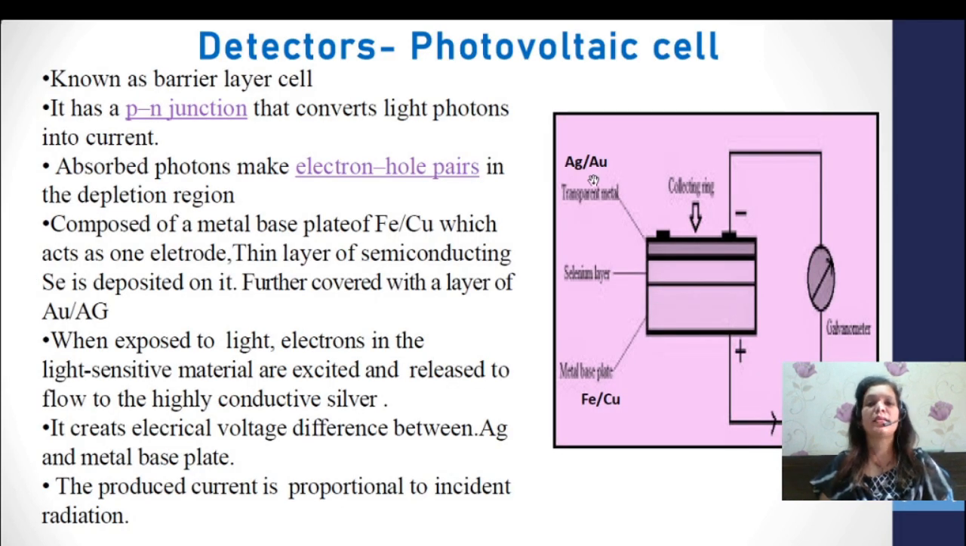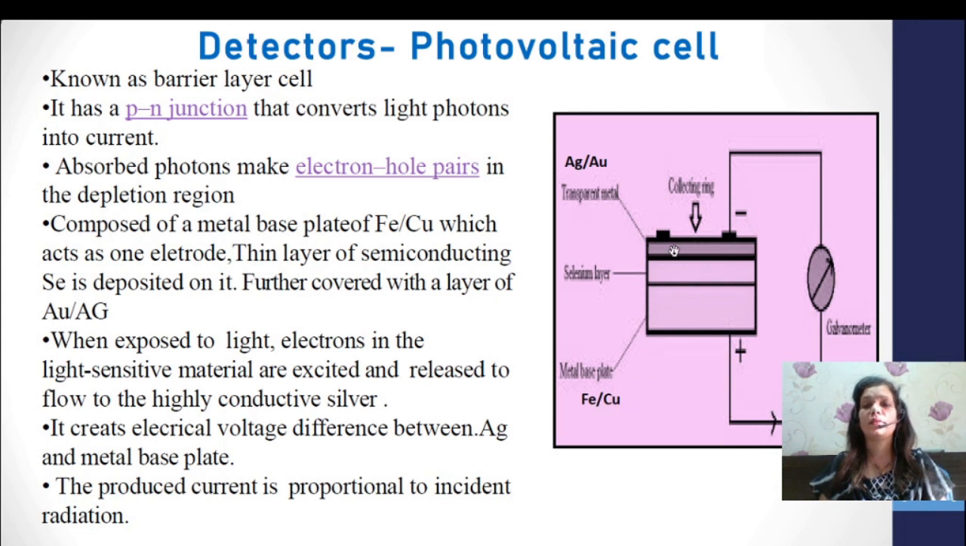Photovoltaic cell. Just see this diagram. Photons, that is the radiant energy transmitted from your colored solution, you want to convert into electrical energy. So this is a photovoltaic cell. If you see, this part of this cell is nothing but a PN junction. It converts light energy into electrical energy. How? We'll see. Upper part is the transparent layer made up of silver or gold. Centrally the layer of selenium, semiconductor, and downstairs a highly conducting layer, that is iron or copper.